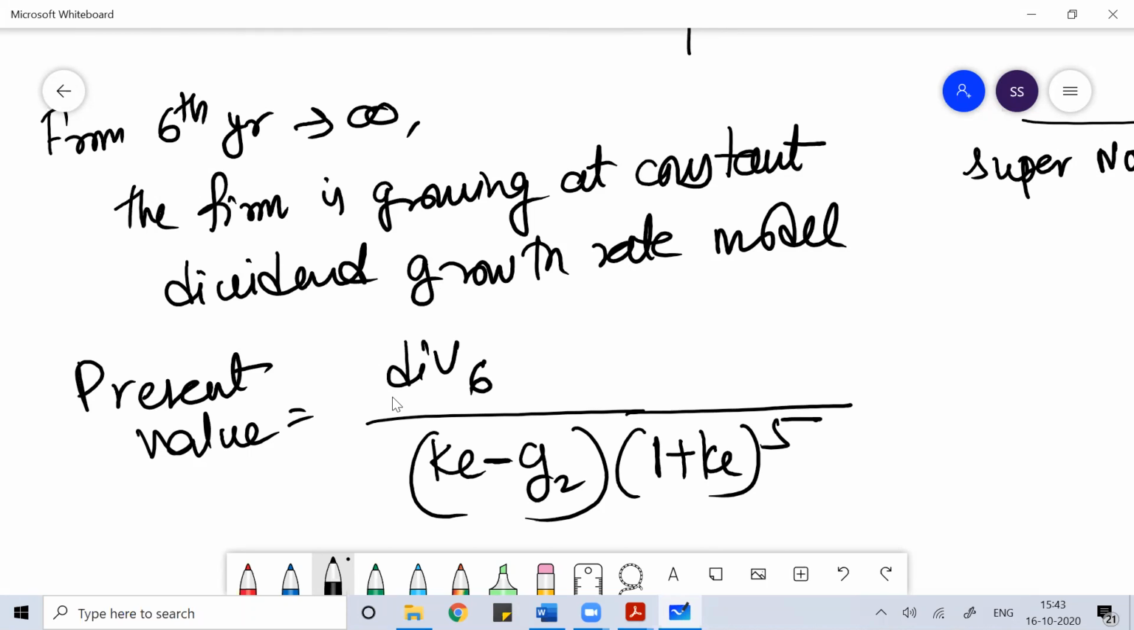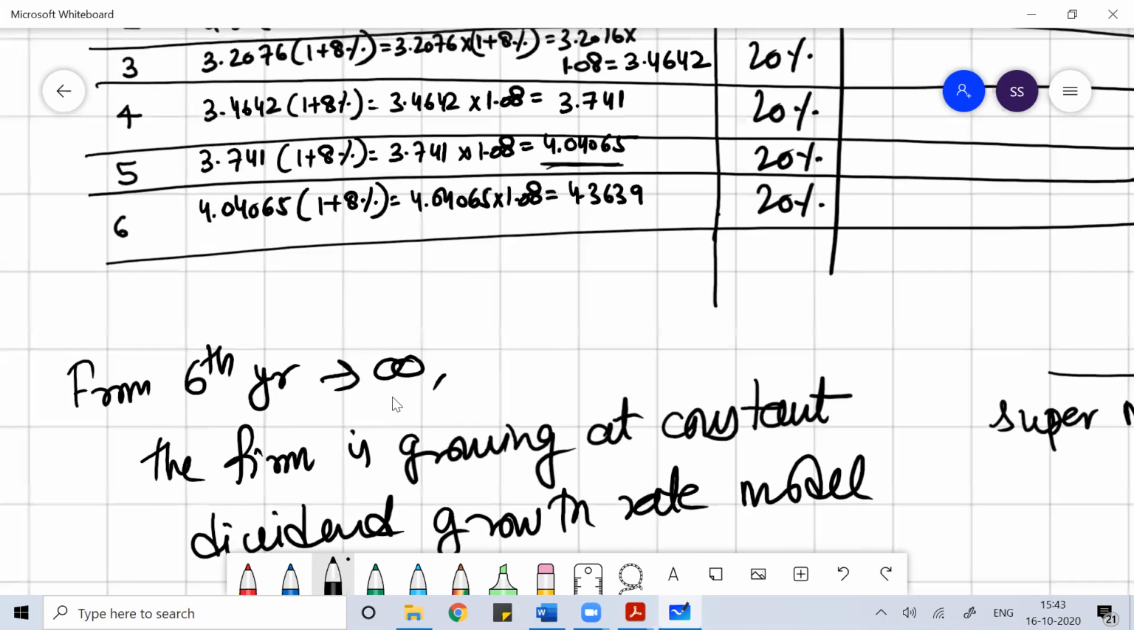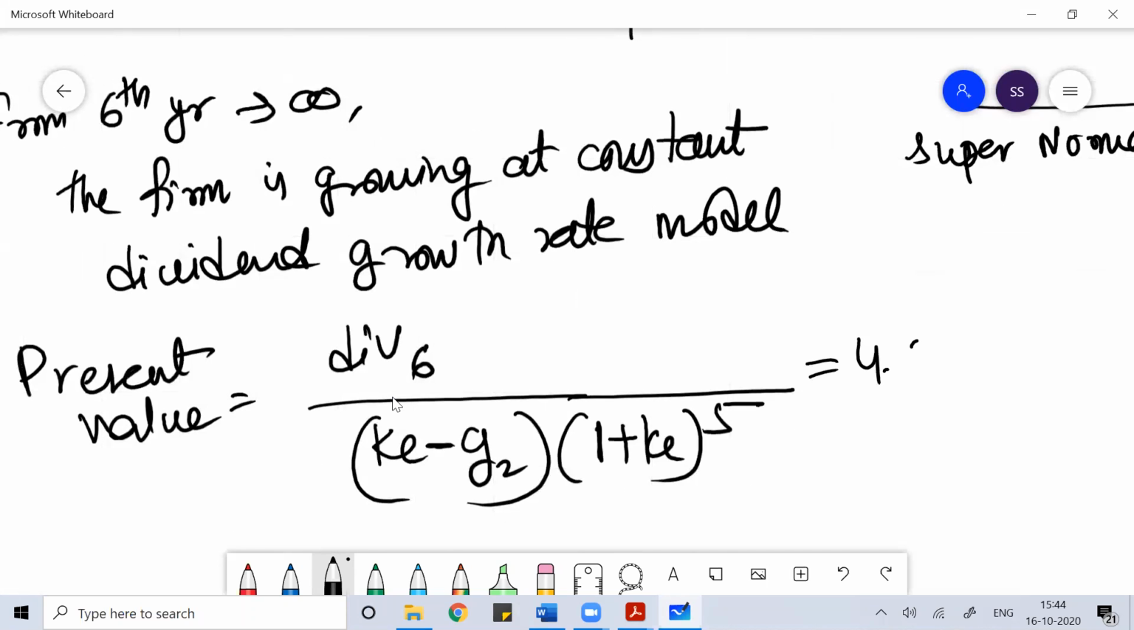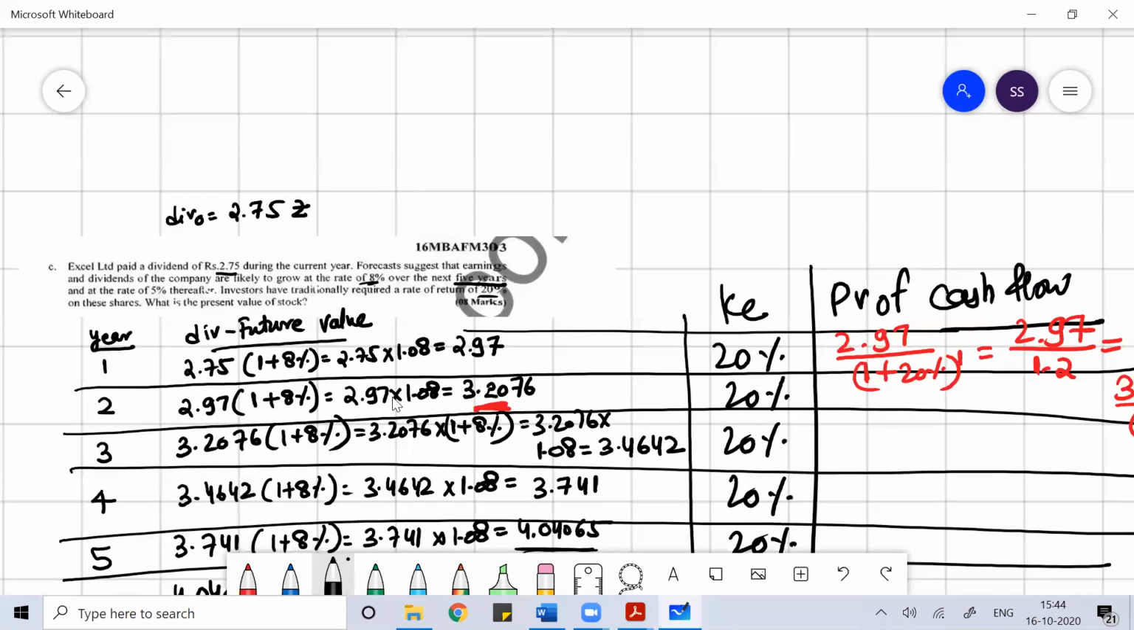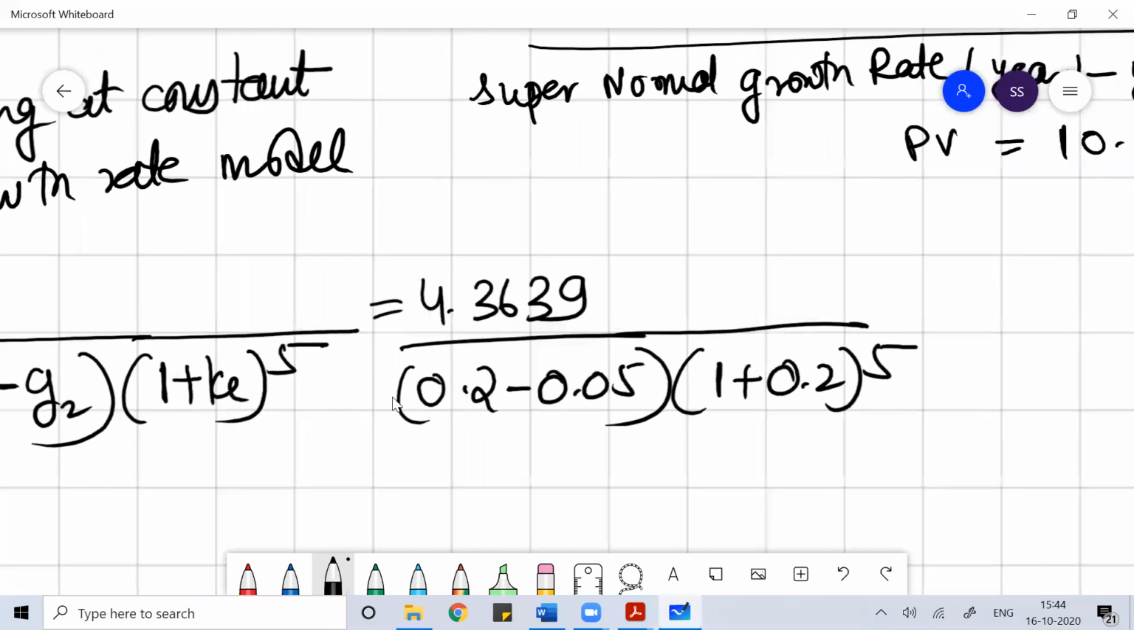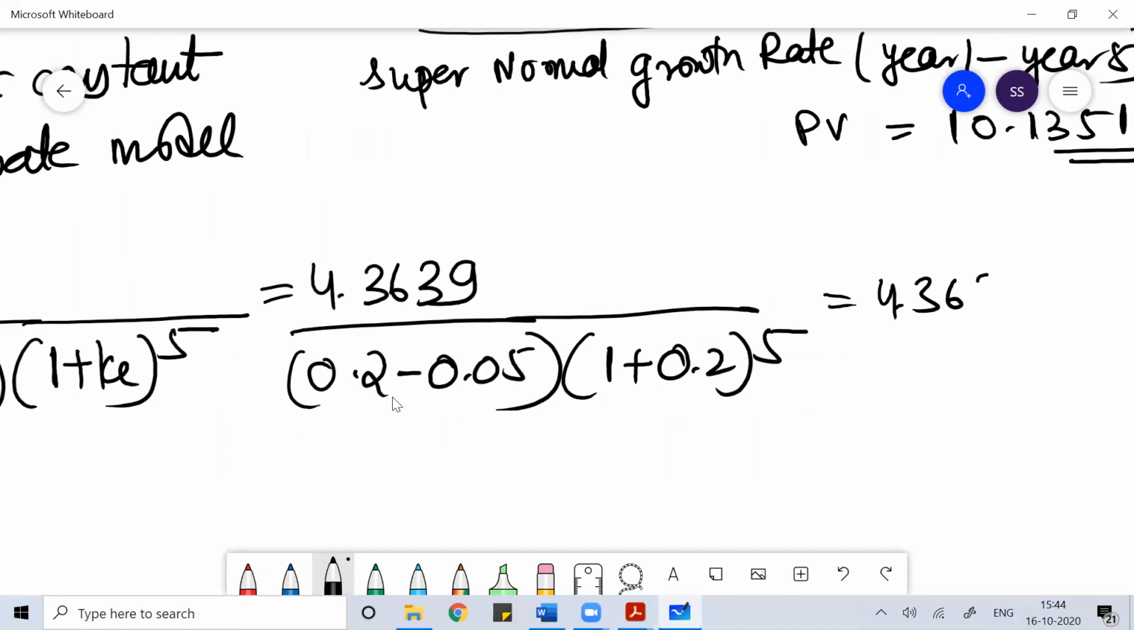You get the sixth year, no? The 5 years. So the dividend for the sixth year is 4.3639. That is 4.3639 divided by K. K is 20%, and the second growth rate is 5%, and 1 plus 20% to the power 5. So you can solve this. This is 4.3639 divided by, this is 20 minus 5, matlab 15%, or 1.2 to the power 5.